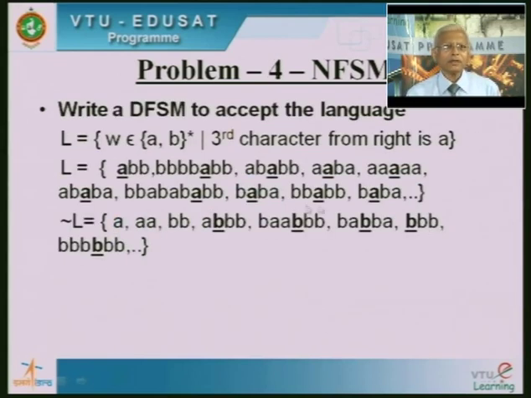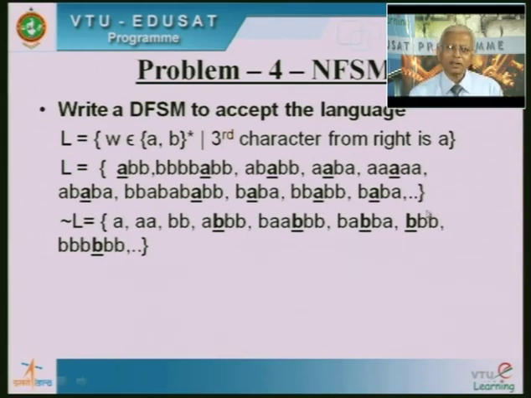Now, the next problem which we are going to think about is to write a non-deterministic finite state machine where W is from {a, b}* and the third character from the right is a. As I have told you, this problem I have already discussed; it is very difficult for us to guess from the right, whereas from the left, the second or third character, I think it is very easy to count and calculate.